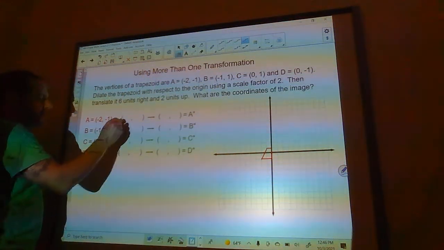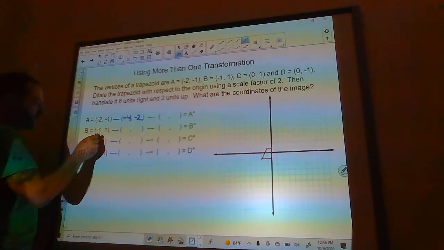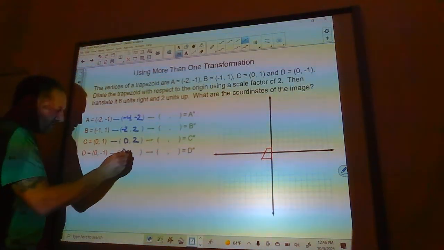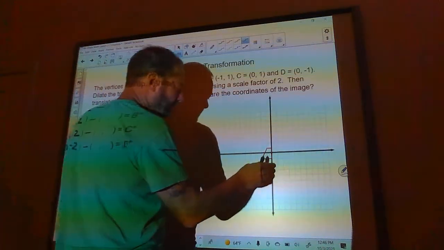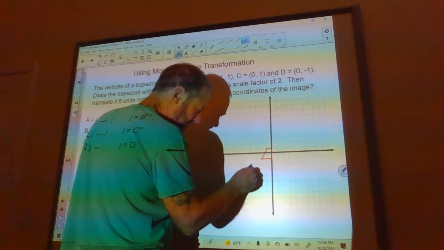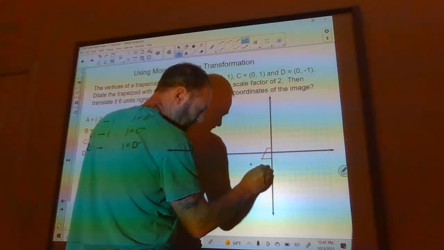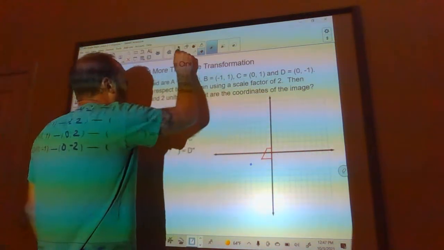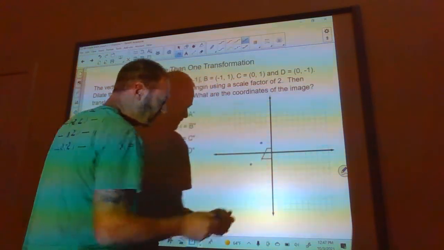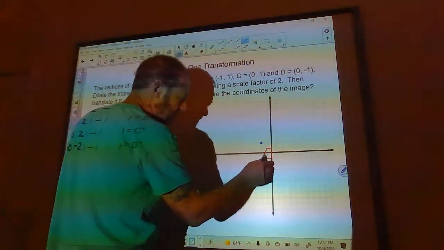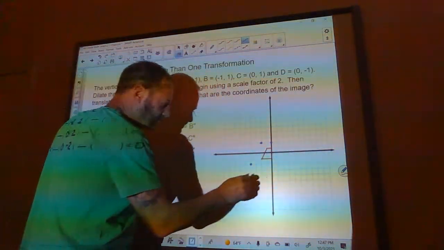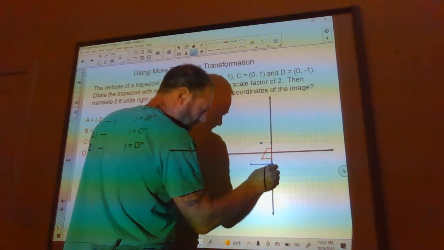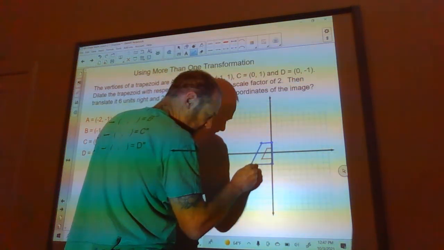Okay, so this is going to go to -4, -2. This should go to -2, +2. This is going to stay 0, 2, and this is going to be 0, -2. All right, so let's go ahead and graph those. -4, -2 would be right here. Oh, I'm sorry, that's -2, +2. -2, +2. 0, 2 would be right there. And 0, -2 would be right here. All right, so we're going to go ahead and graph this like that. Okay.